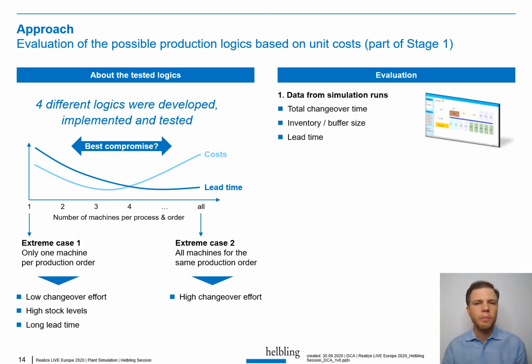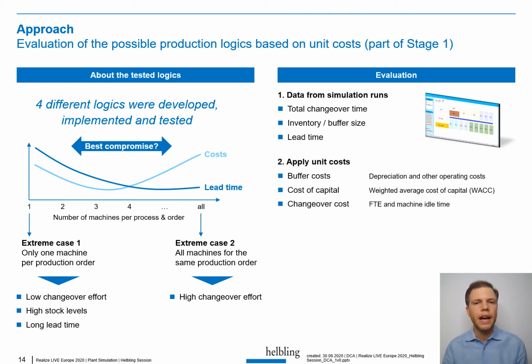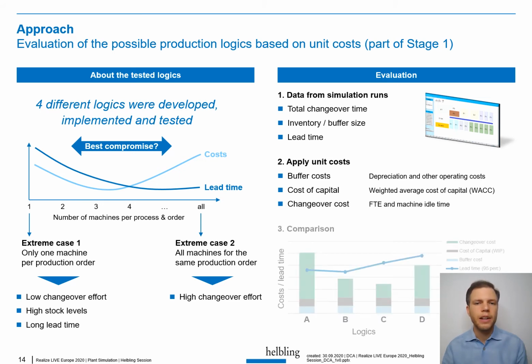So how did we compare these four logics? From the simulation runs, we exported data about the total changeover time, the buffer sizes, and the lead time. Then we applied some unit costs for the buffer, cost of capital, and the changeovers, and compared how these four logics performed. So the columns represent the costs and the blue line is the lead time. Together with our customer, we agreed to use logic B, which seemed to be the best compromise.